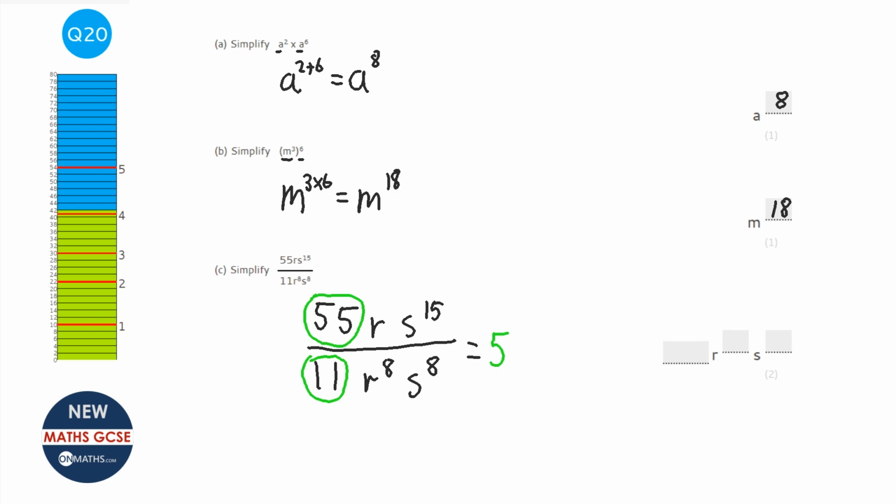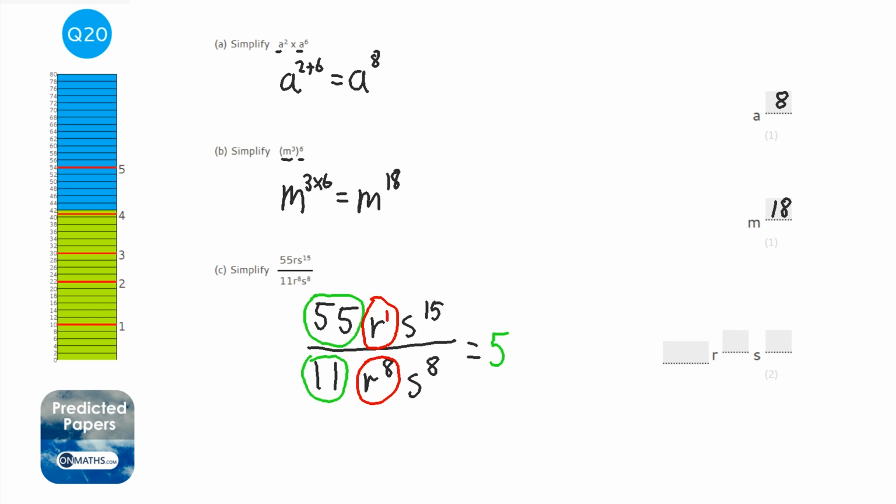And the reason we can do that is there's only one term at the top and one term at the bottom. A term is defined by whether there's a plus or a minus, and there's no pluses or minuses here. Okay, so the next one, we've got the r's that we want to divide. So we've got r at the top and an r at the bottom. Now this r at the top is technically r to the power of 1.